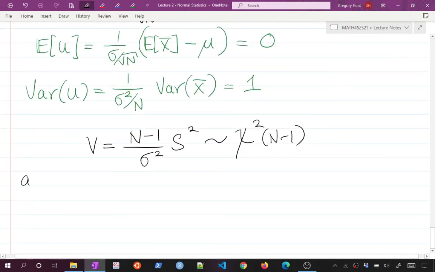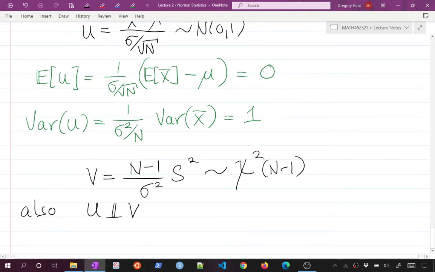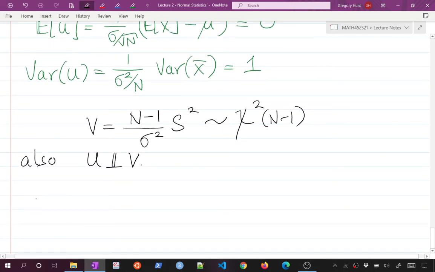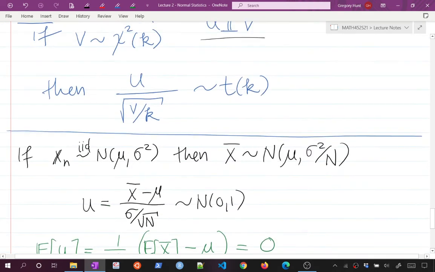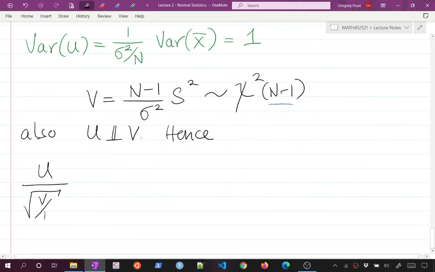So we also know u and v are independent. U is just a function of x bar, v is just a function of s squared. If x bar and s squared are independent, any functions of them are independent. So these two things are independent. This means that u over square root of v over, well, what's our degrees of freedom? N minus 1. So above I had written k, but here our k is n minus 1. So I divide through by n minus 1. This thing should have a t distribution.